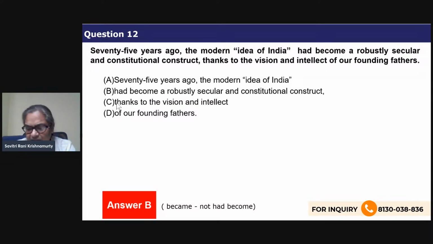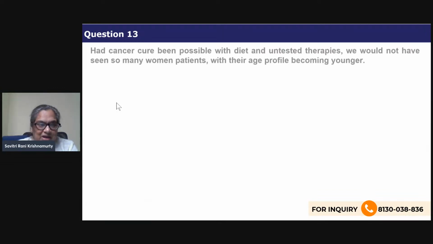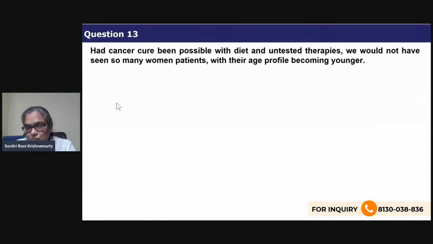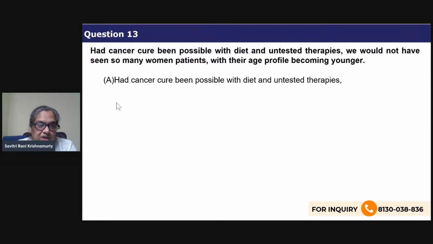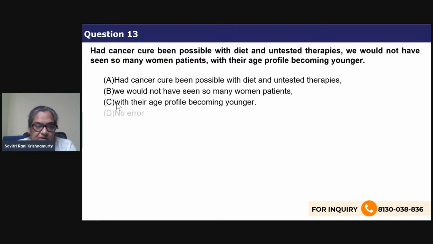You're getting all 15 correct this time. 15 on 15 in English. Had cancer cure been possible with diet and untested therapies, we would not have seen so many women patients with their age profile becoming younger. Here I will do a little bit of explanation of the sentence structure. Question 13, give me the question number please before when you write the answer.